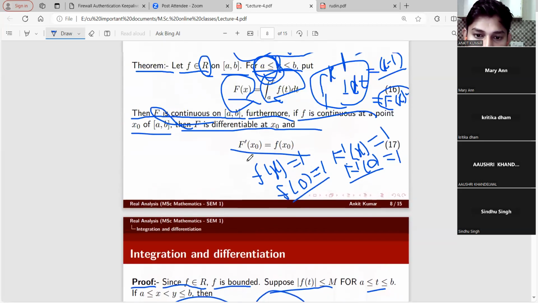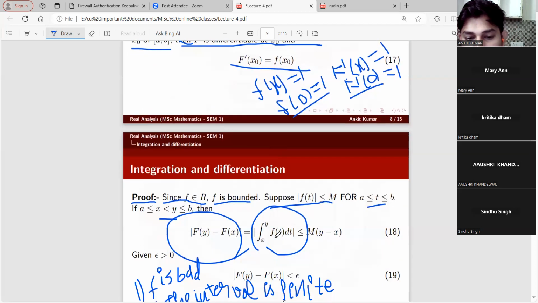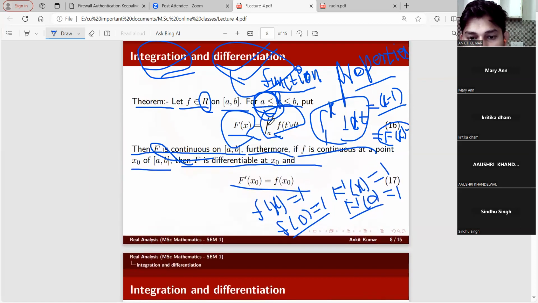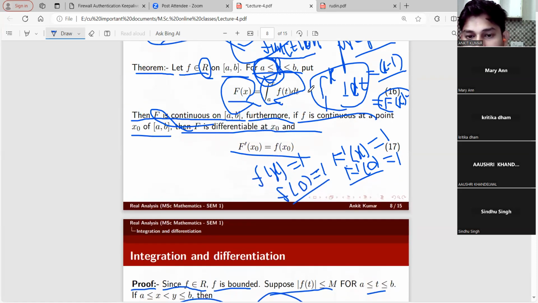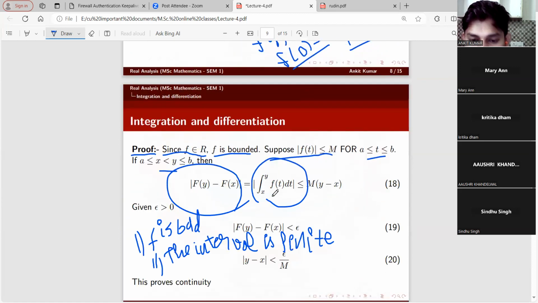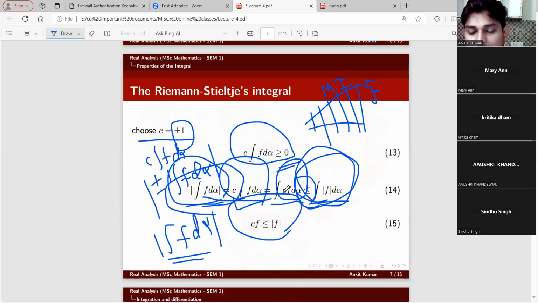We start from the statement F(x) is equal to the integral of f(t) dt. So if we define F(y) - F(x), what is its value? F(y) means the integral from a to y of f(t) dt, then F(x) means the integral from a to x of f(t) dt. So this becomes the integral from x to y of f(t) dt. Okay, and this modulus value is less than or equal to M|y - x|, because we studied that the modulus of the integral is always bounded.